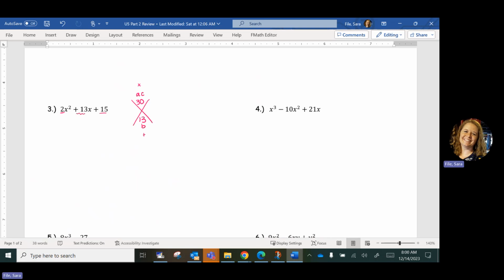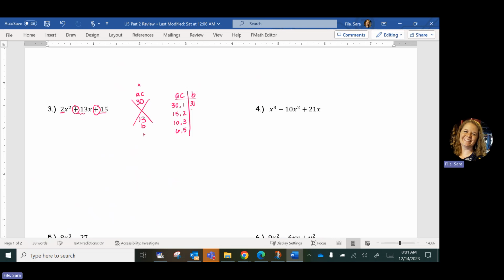If you like making a table, you can do this by making a table and just list all of your factors of 30 here. So the factors of 30 are 30 and 1, 15 and 2, 10 and 3, 6 and 5. Y'all agree? And we're looking for the ones, because these are both positive, it has to multiply to a positive and add to a positive. Everything's got to be positive, right? So I want to know, what do these add to?